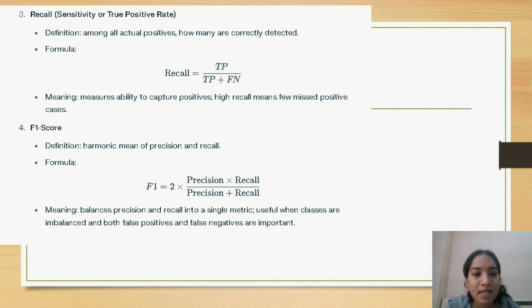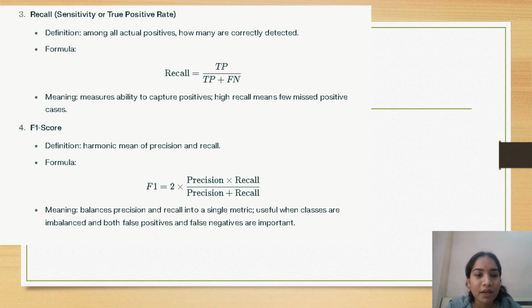Then we see recall. Recall is the sensitivity, meaning the fraction of actual positives captured. Among all actual positives, how many are correctly detected? The formula is TP divided by TP plus FN, measuring the ability to capture positives. High recall means few missed positive cases. Then the F1 score, which is the harmonic mean of precision and recall. The formula of F1 is 2 times precision times recall divided by precision plus recall. It balances precision and recall into one single metric, and is useful when classes are imbalanced and both false positives and false negatives are important.